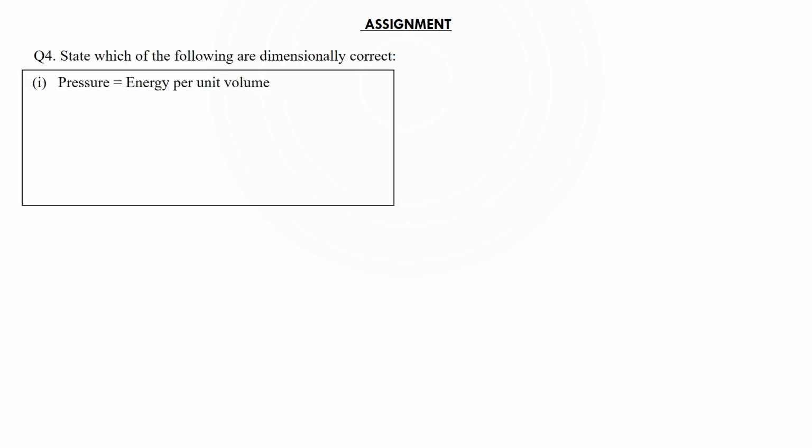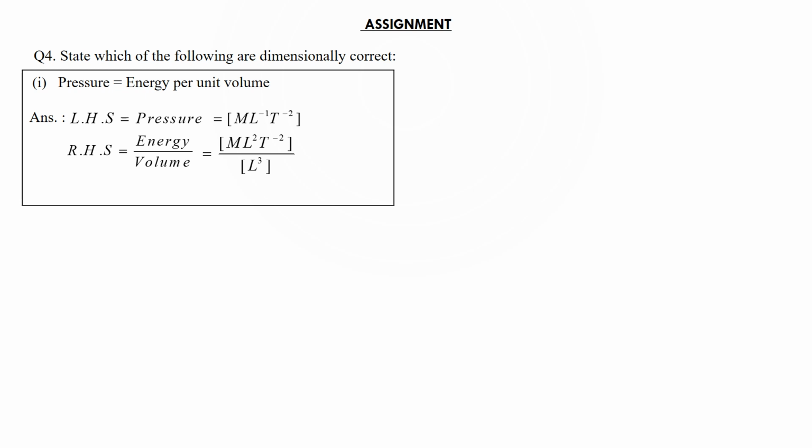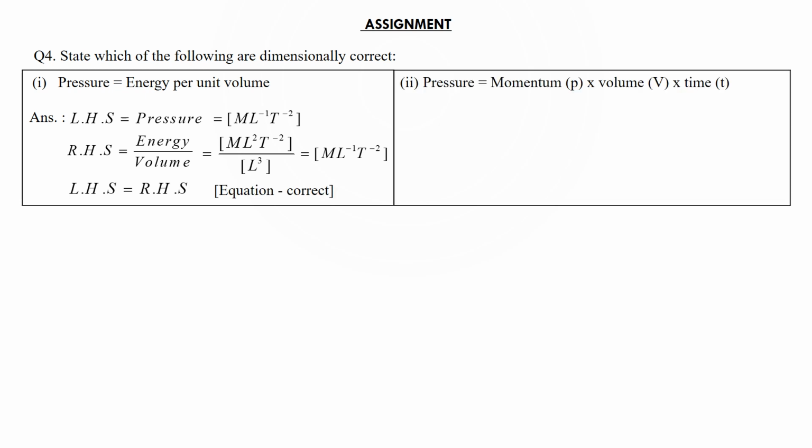Okay, fourth one. Check whether this is dimensionally correct or not. Pressure is equal to energy per unit volume. Okay. LHS, pressure, is ML minus 1 T minus 2. RHS is energy by volume, which is ML2 T minus 2 upon L cube, which is ML minus 1 T minus 2. LHS equal to RHS, so it's correct.